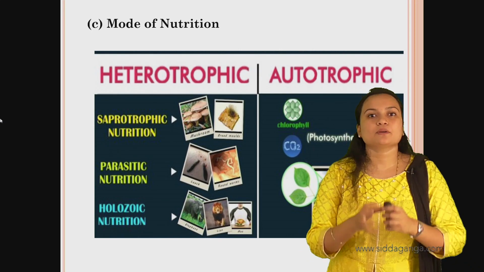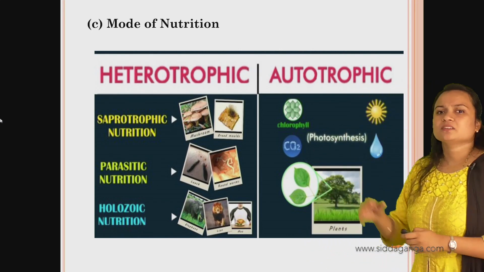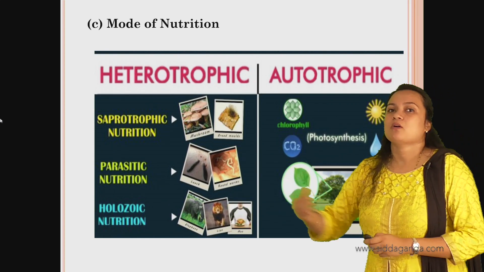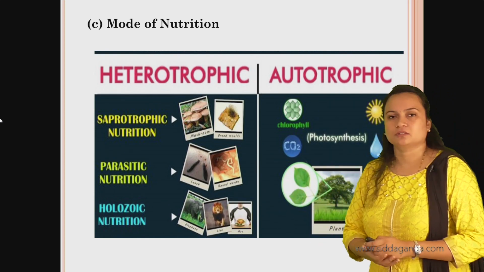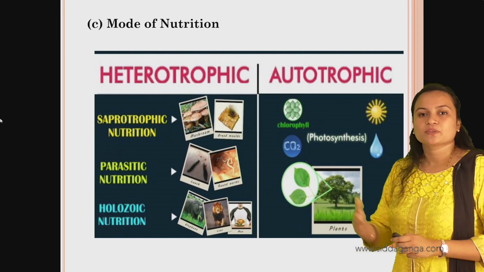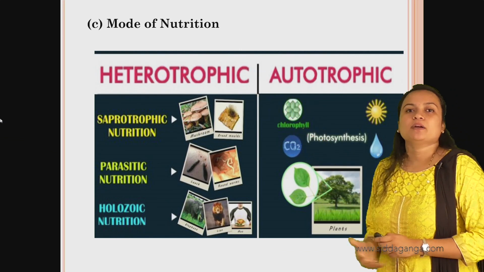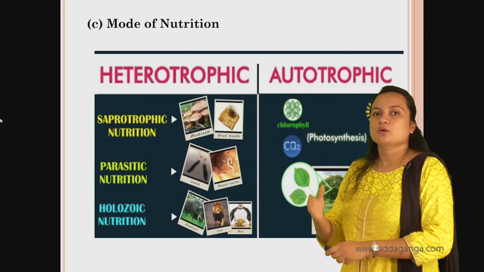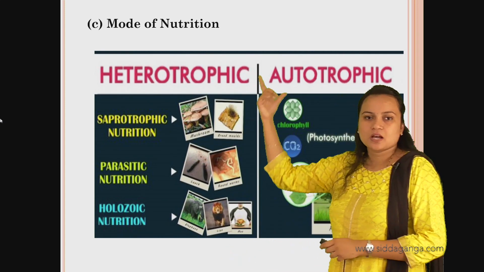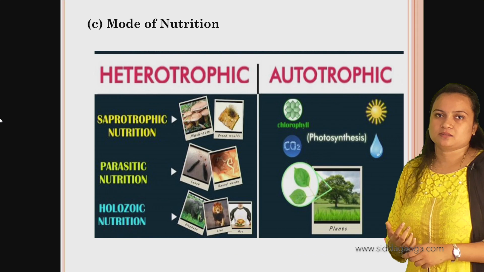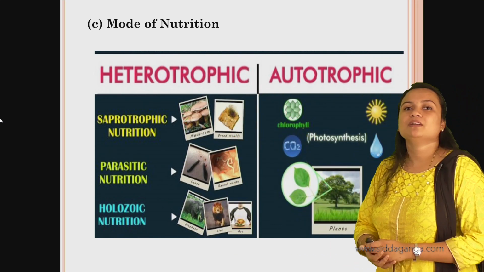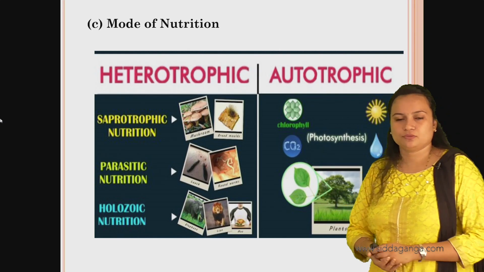But there are some organisms like humans, we depend on other organisms for the source of food, right? They are called heterotrophic organisms. The organisms which depend or feed on other organisms are called heterotrophic organisms. Again, in the heterotrophic organisms, there are different levels, different modes of nutrition.